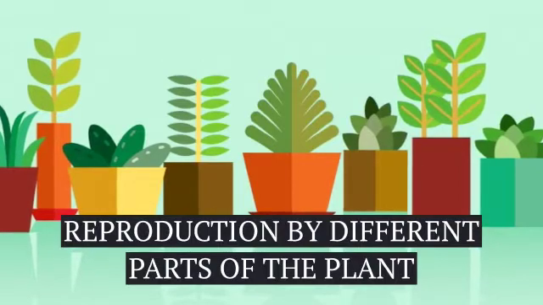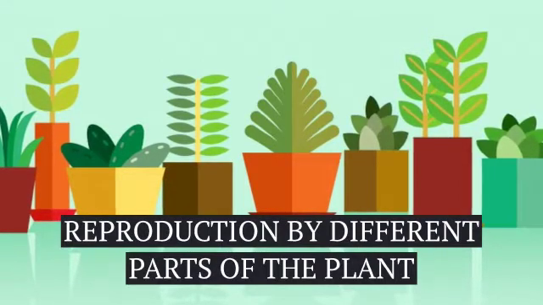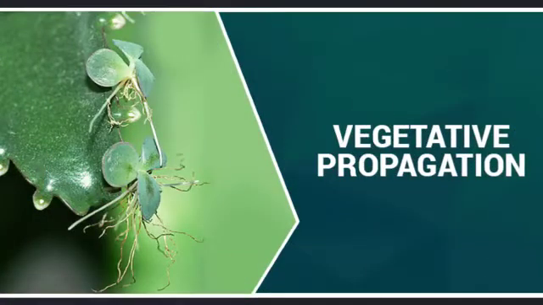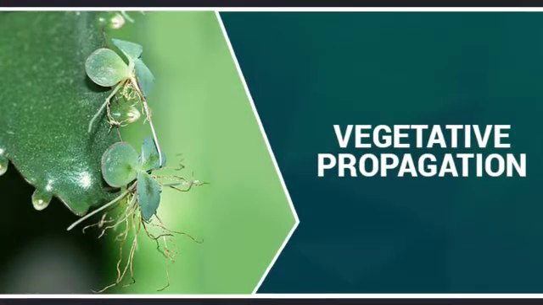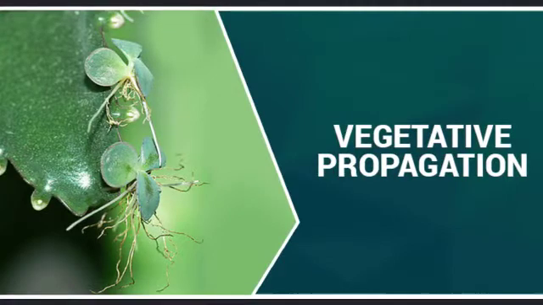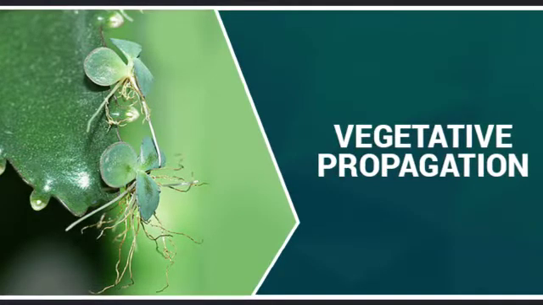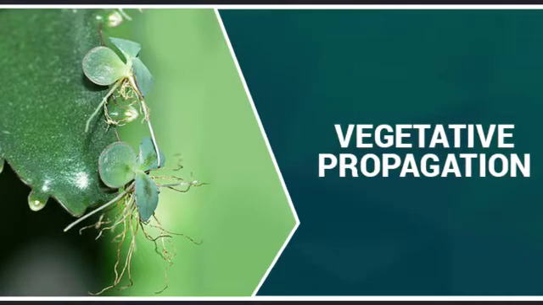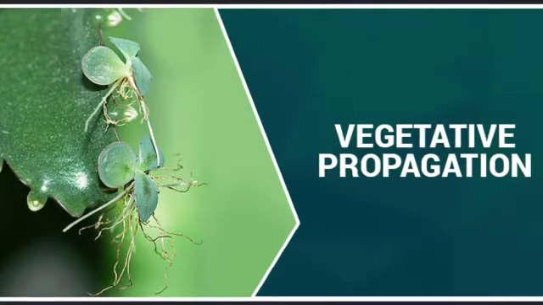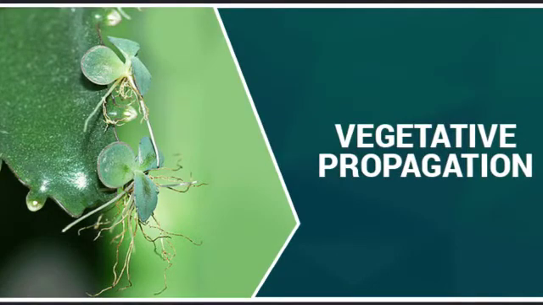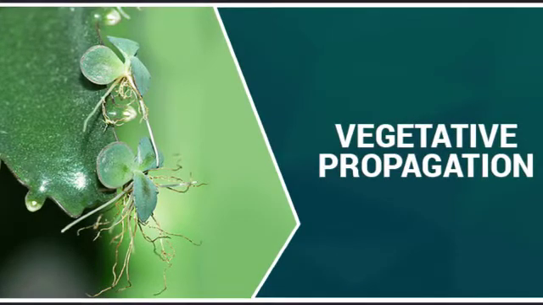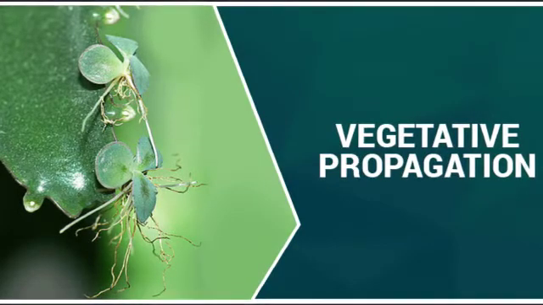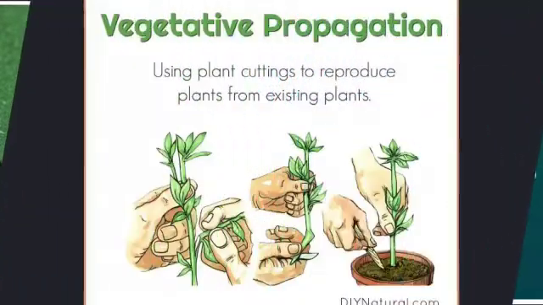Today we will learn about reproduction by different parts of the plant. The world around us is full of amazing plants. Some of the plants reproduce through other parts of the plant like underground stem, roots or leaves. Such plants are known to follow the method of vegetative propagation or vegetative reproduction. Let's learn more about this further.